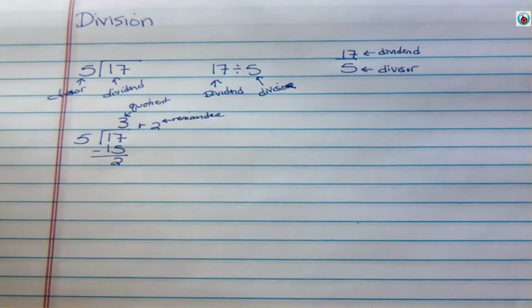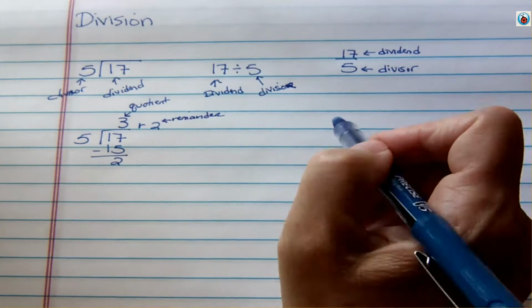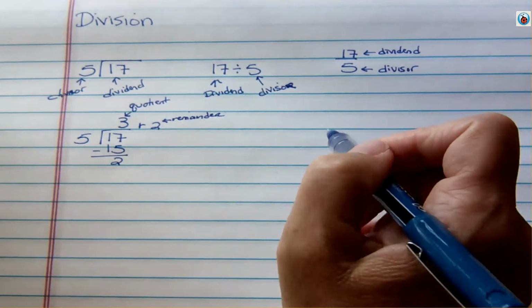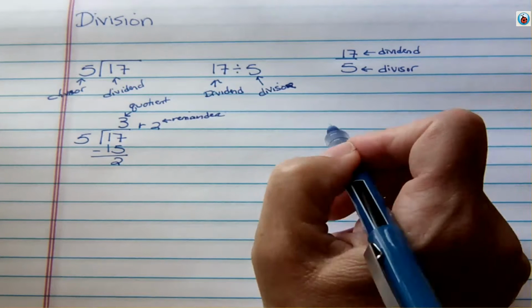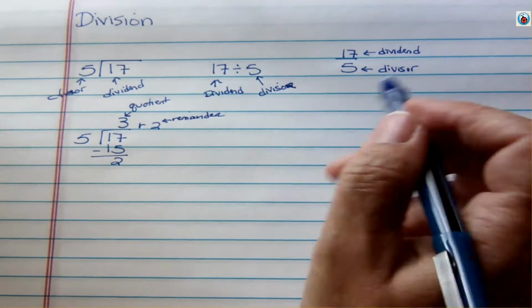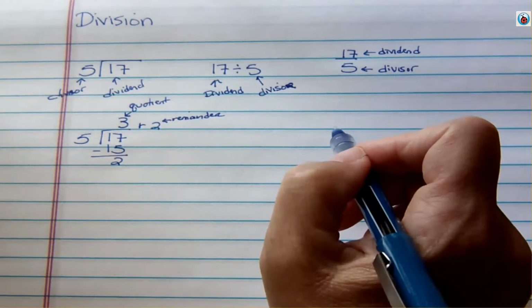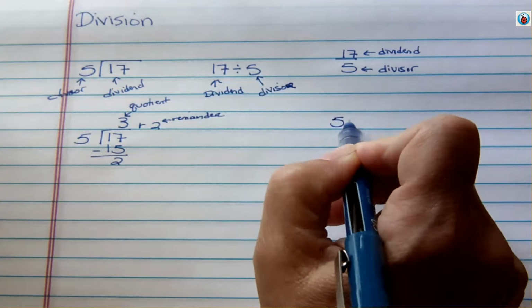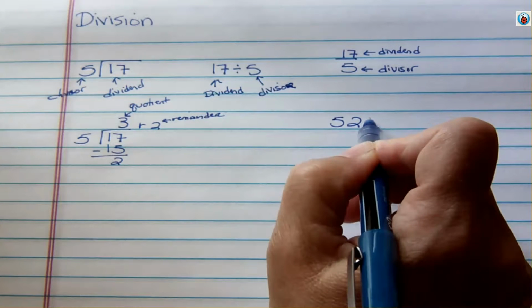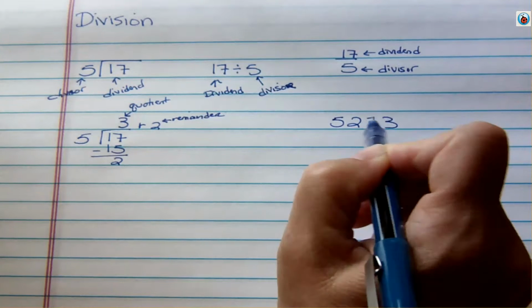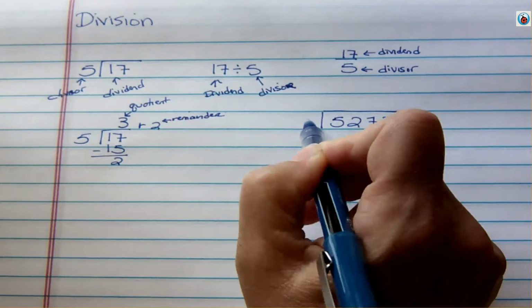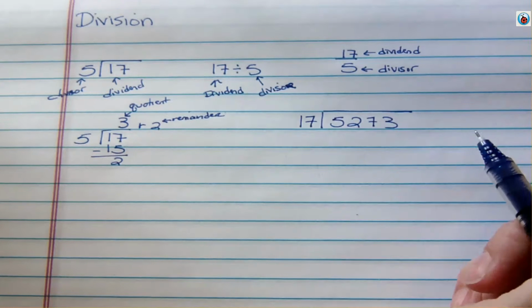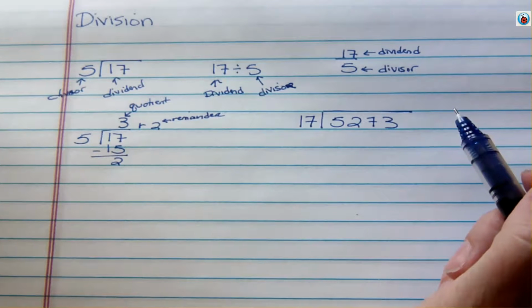3 remainder 2 is the answer to that division problem. So you're going to have to be able to do more complicated division problems. Just use your calculator, but if you want a remainder, your calculator doesn't give you a remainder, it gives you a decimal. So on at least one of your homework problems, you're going to have to be able to do that. So let's say I have 5,273 divided by 17.